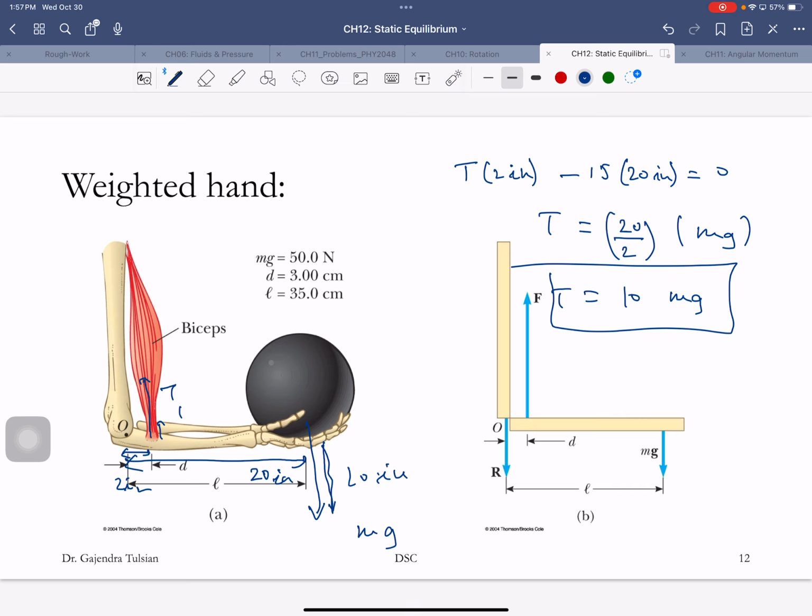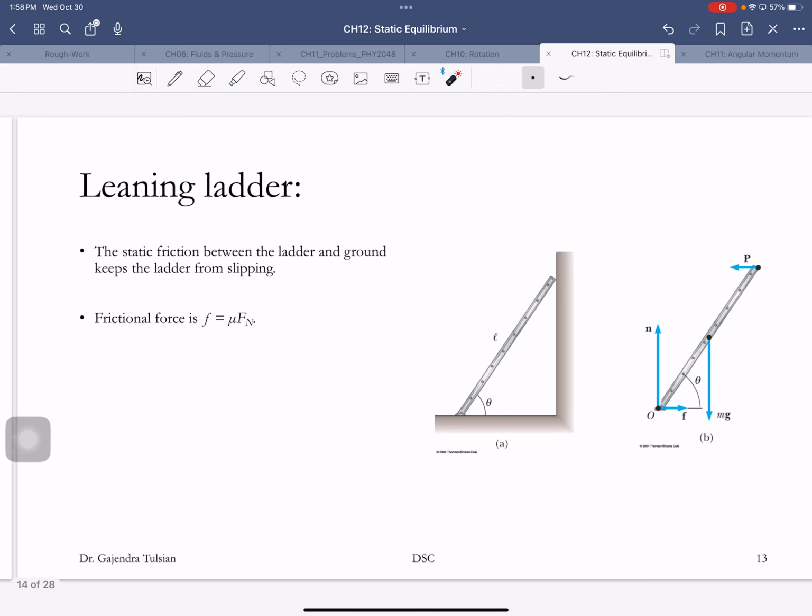Okay, the idea is the following. Work done is force times the distance. And if you want the force to move a small distance, you have to apply a large force. Okay, so that's the idea. All right.